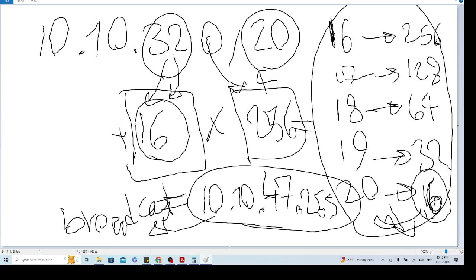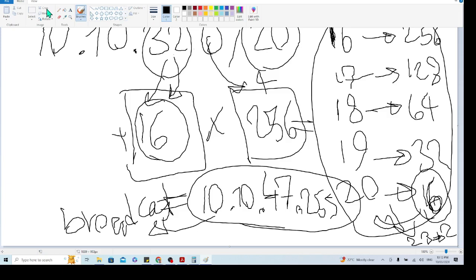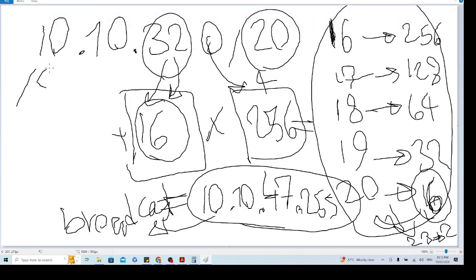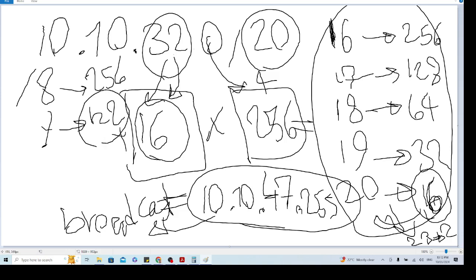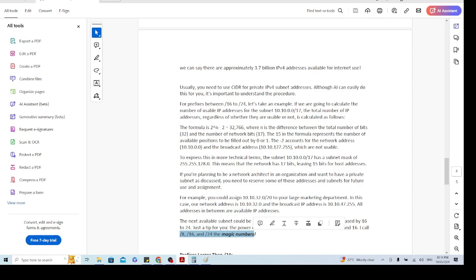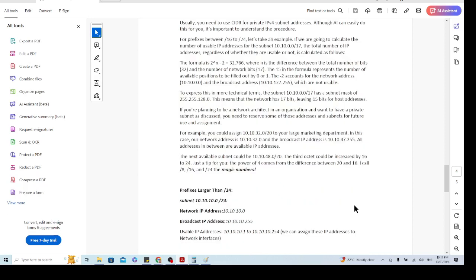It will go till /23, which you can map to 2, and /24 will get back to 256. So all you need to do is map these, even /8 to 256, /9 to 128. These mappings, plus /8, /16, and /24, are your magic numbers.